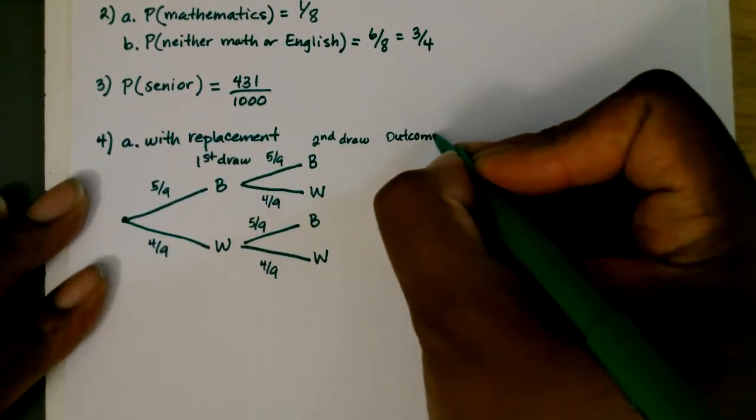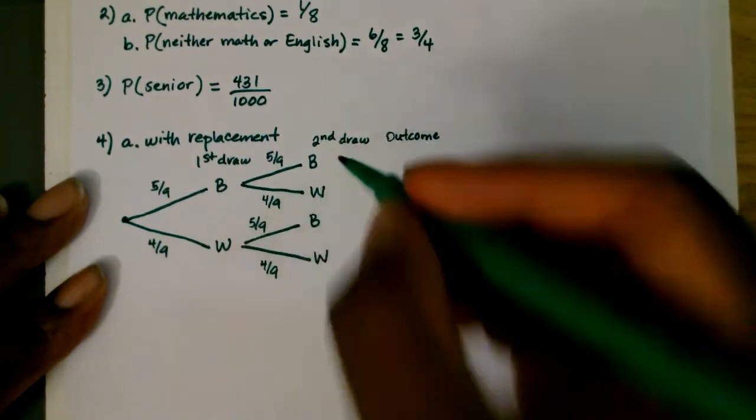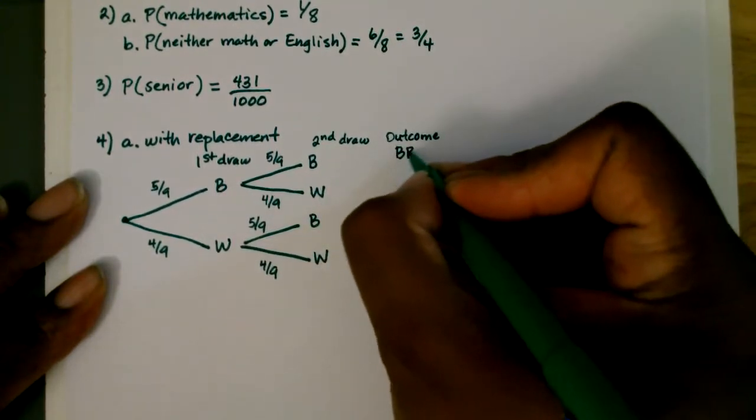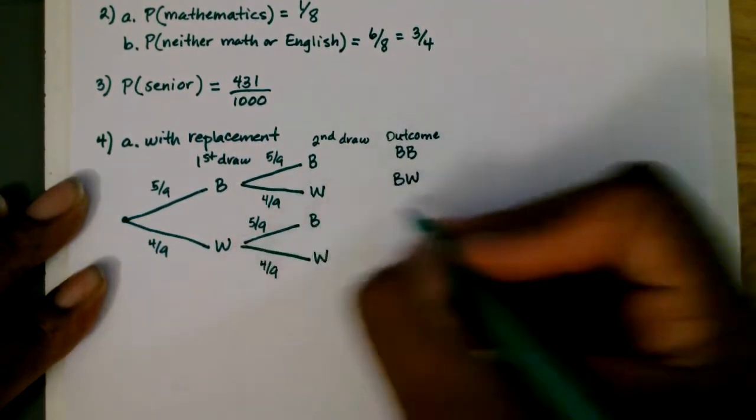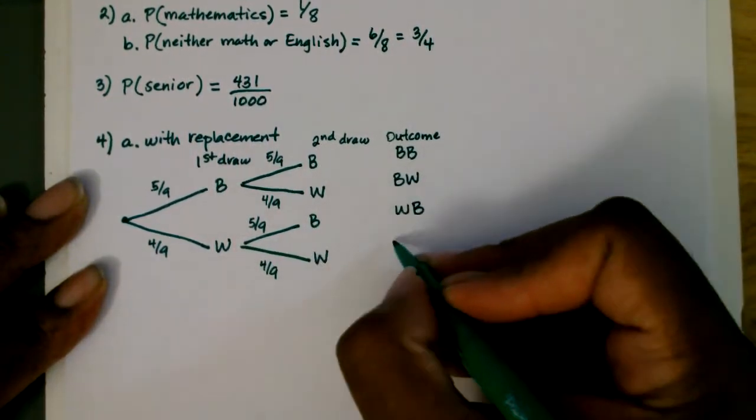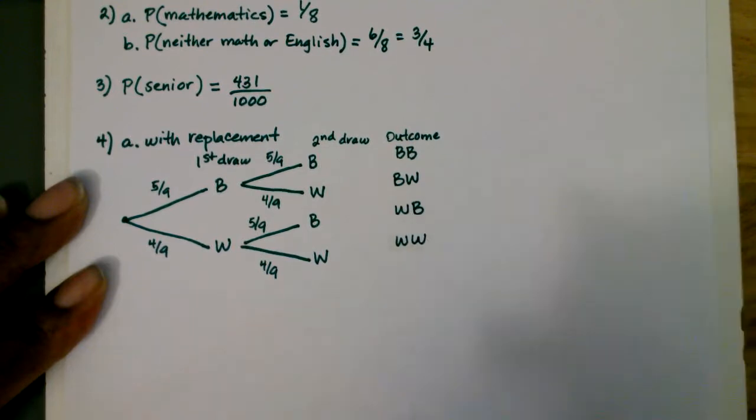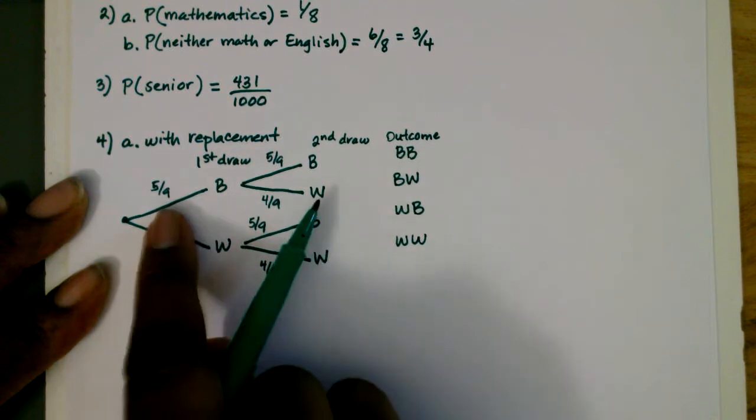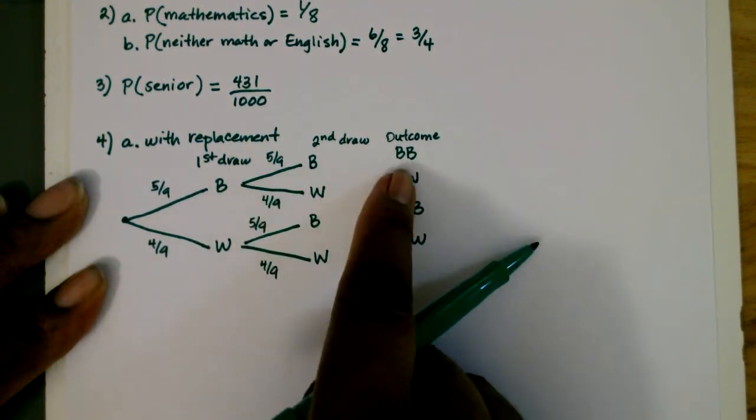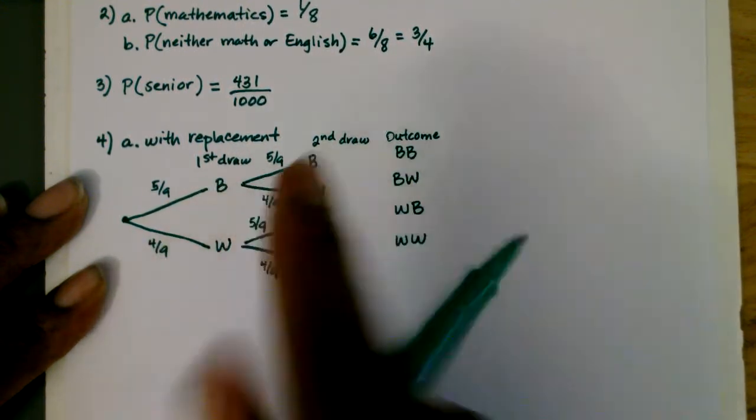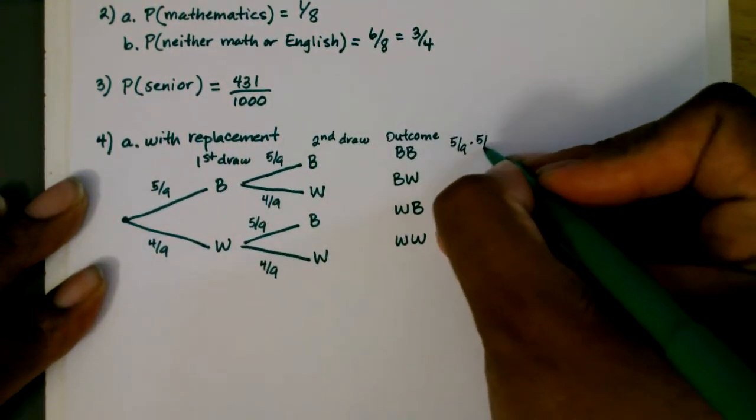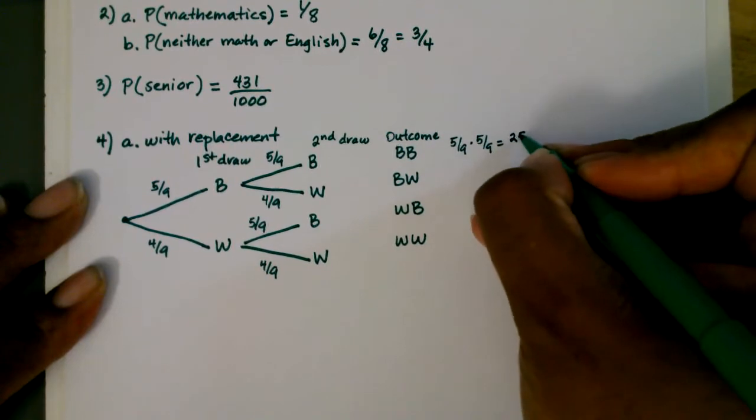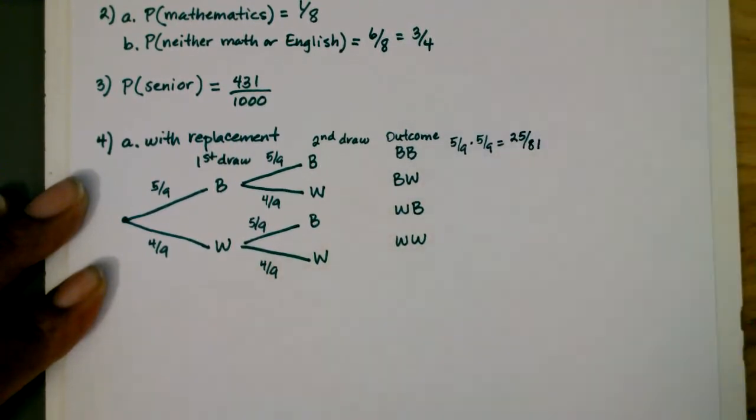Okay. Now let's list all the possible outcomes and their probabilities here. So here we got a black and a black, or a black and a white, and then a white and a black, and then a white and a white. And let's list their probabilities here by multiplying along the branches. For a black and a black, 5/9 times 5/9, which will be 25 over 81.